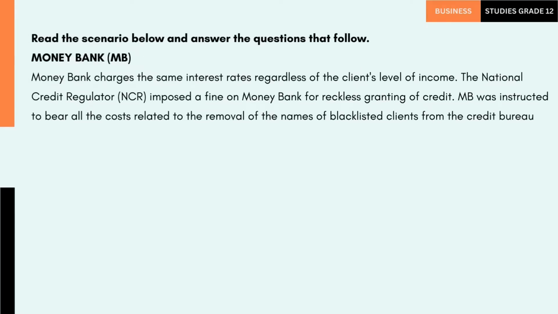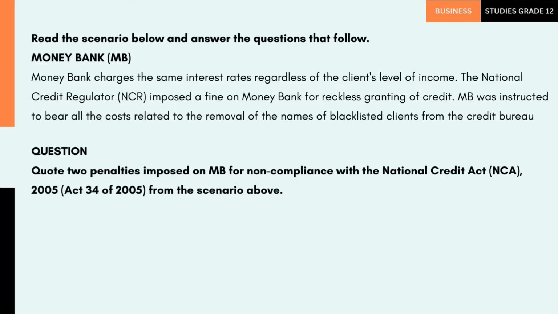Read the scenario below and answer the questions that follow. Moneybank, MB. Moneybank charges the same interest rates regardless of the client's level of income. The National Credit Regulator, NCR, imposed a fine on Moneybank for reckless granting of credit. MB was instructed to bear all the costs related to the removal of the names of blacklisted clients from the credit bureau. Question: quote 2 penalties imposed on MB for non-compliance with the National Credit Act (NCA) 2005, Act 34 of 2005, from the scenario above.